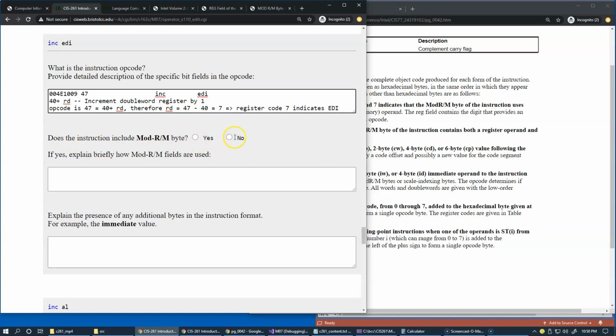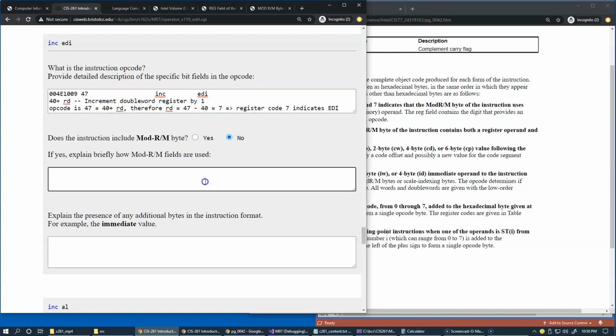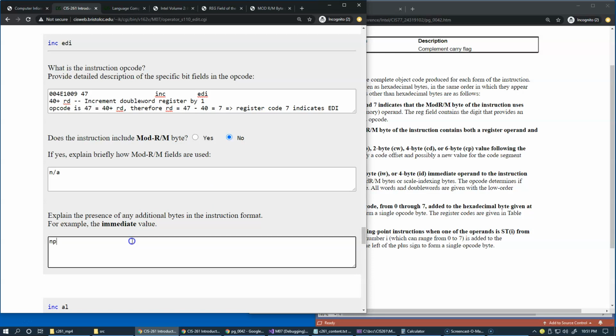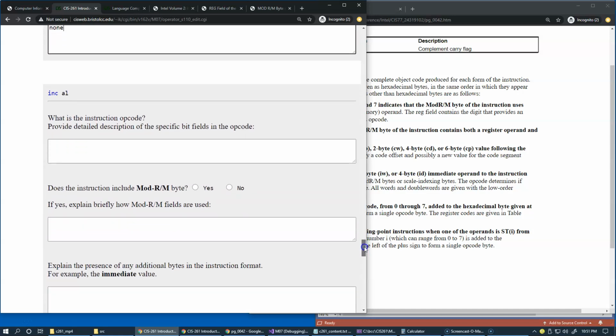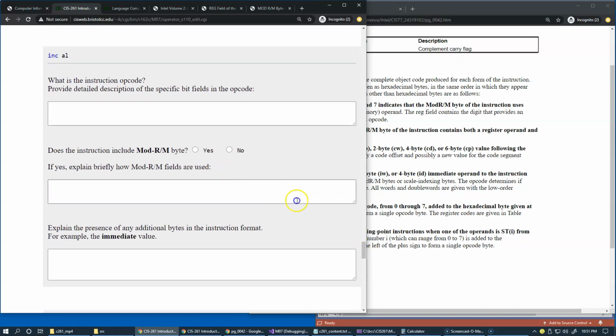Mode RM byte, no. It's not there, just one opcode, nothing else, just 1 byte. So there is nothing like this. And presence of any additional bytes, none, right? So we don't have any. Okay, so let's proceed to the next increment instruction, increment AL.